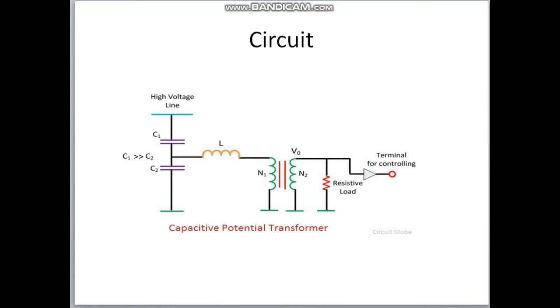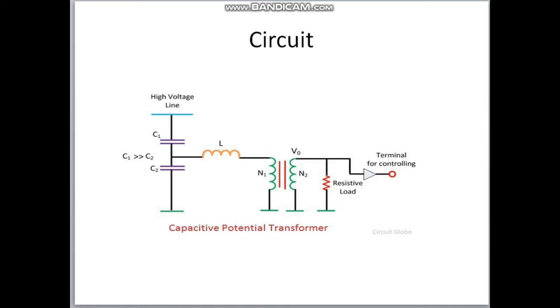This is the circuit for the capacitive potential transformer. This is the capacitor, the inductor. This is the resistive load and the terminal for controlling. Capacitor 1 should be higher than capacitor 2.